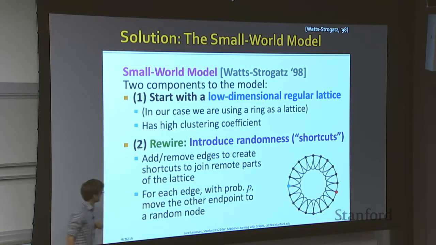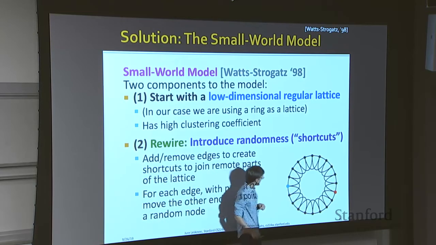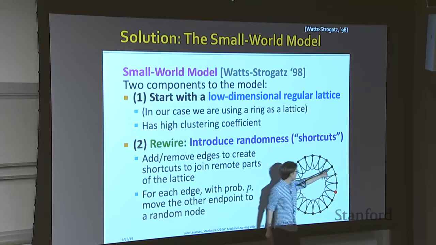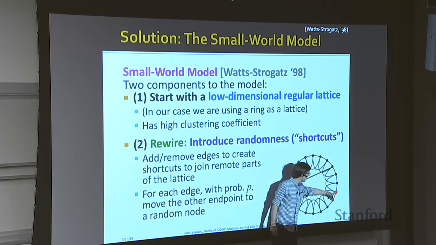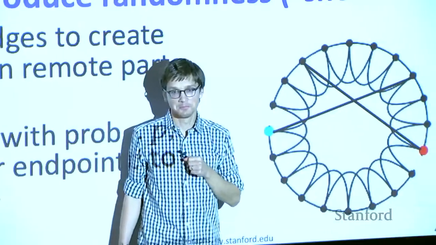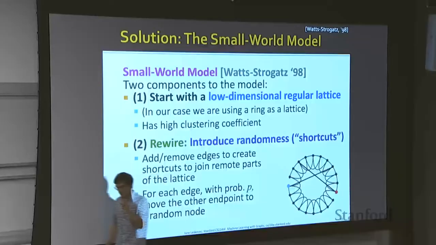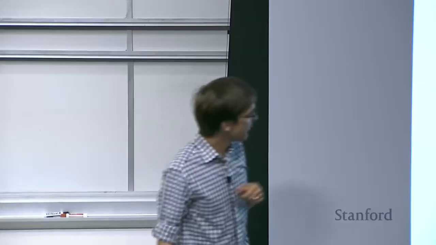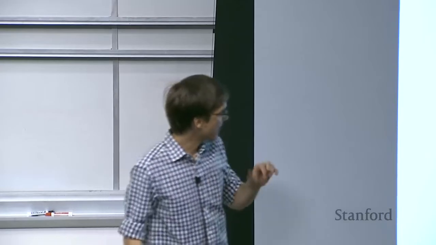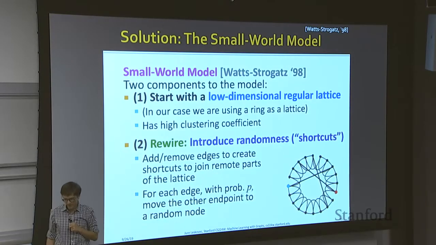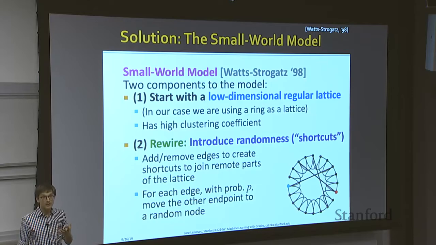So for example, if I pick this node, I would take one of its edges and rewire it somewhere randomly. And then I would maybe pick another node, take one of its edges and rewire it randomly, right? And I will do this for only a small fraction p of all the edges. And I can keep doing this for every edge: I flip a coin and decide whether to randomly rewire it or not. And the question is, what kind of graph do I get?